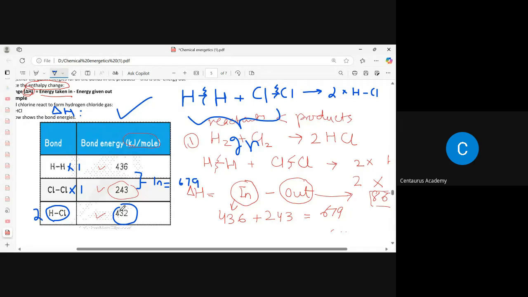And how much energy is released? So it's 2 times the hydrogen chloride bond, right? So it is going to be 2 times 432. Yes, 864. This is the amount of energy which is given out. This means that more energy is given out as compared to what is absorbed for bond breaking, right? So to find the value for delta H, it is going to be energy in minus energy out.